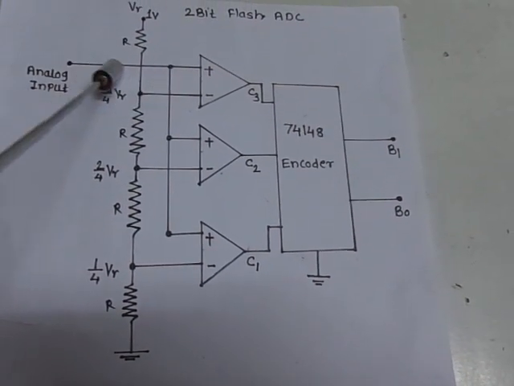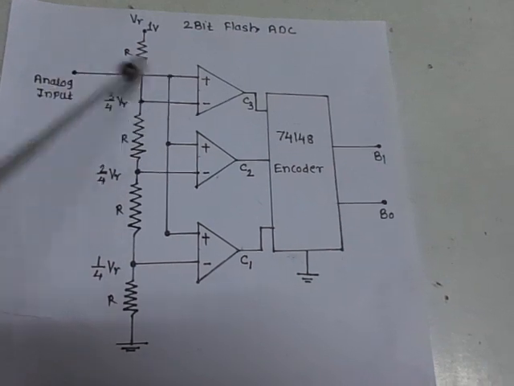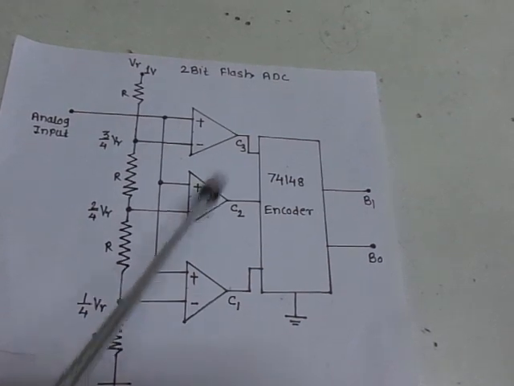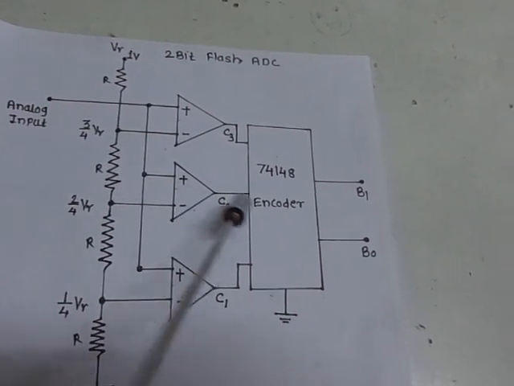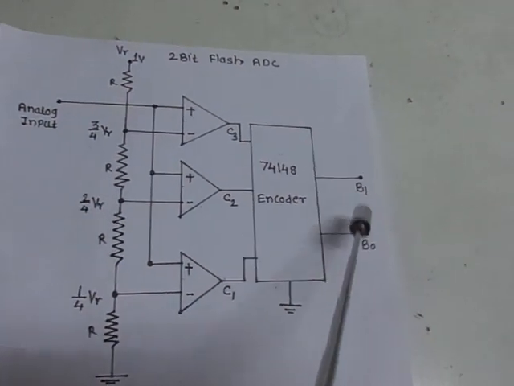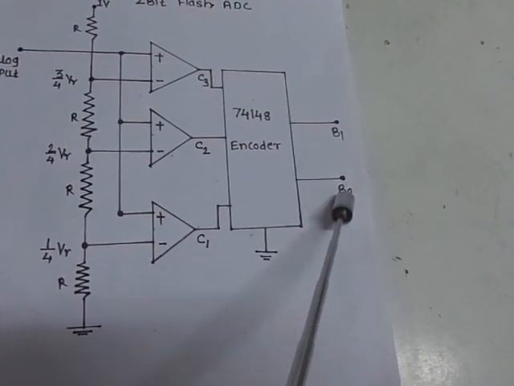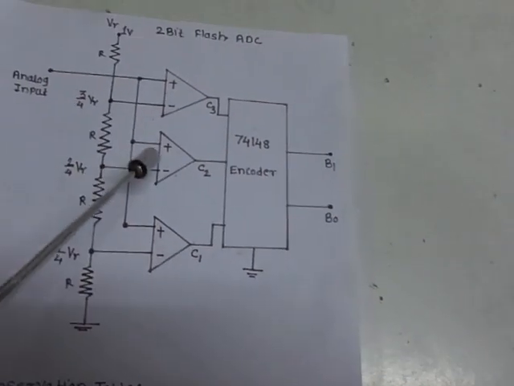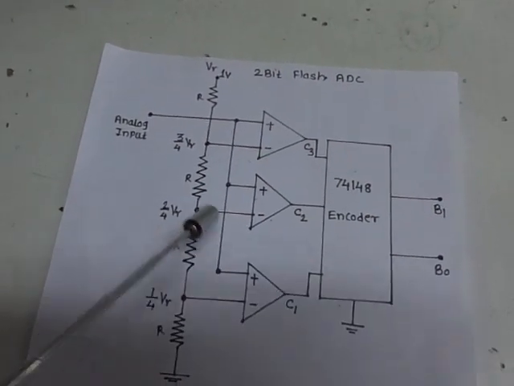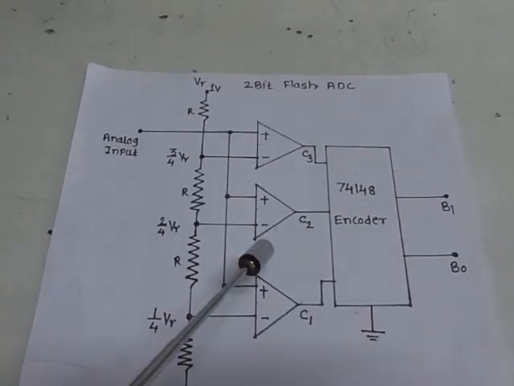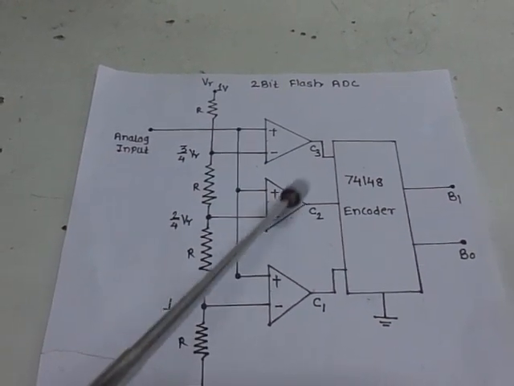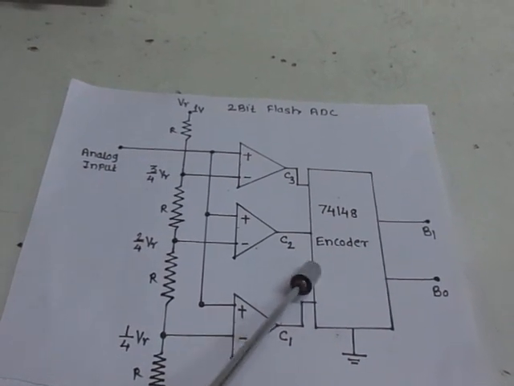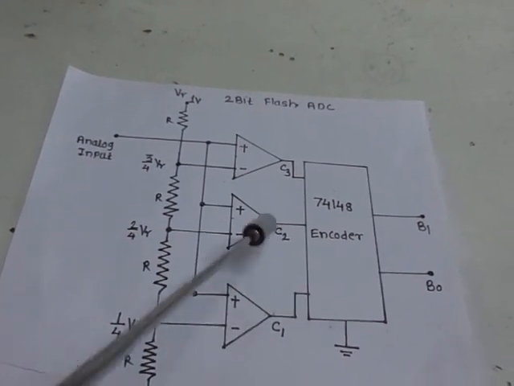We apply the analog input signal here, and according to the input signal available at the positive terminal of the op-amp, the output of the comparator will be set to a high or low value, and this is applied to the 74148 decoder, where at the output side we get a 2-bit digital output. The advantage of the flash type of ADC is that it is the fastest type. The only thing is that the number of comparators required is 2 raised to n minus 1. Here we are selecting a 2-bit output, so 2 raised to 2 becomes 4. So 4 minus 1, 3 comparators are required: C1, C2 and C3.